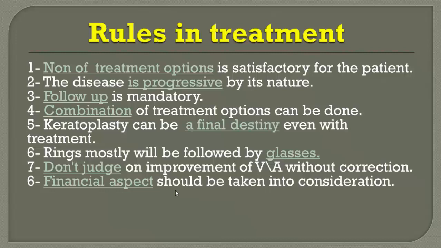Rules in treatment of keratoconus. None of the treatment options mentioned before is satisfactory for the patient. Usually the patient is complaining even after treatment. The disease is progressive by its nature. Follow-up of these cases is mandatory and essential to avoid any progression. Combination of treatment options can be done, such as cross-linking with intracorneal rings, for example. Keratoplasty usually can be considered as a final destiny, even with treatment.